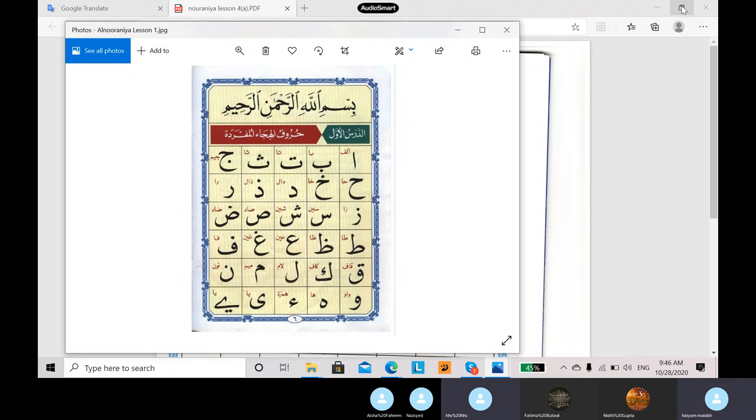As I explained before you joined the class, we will use the original copy for Qaidah Nuraniya, what you see on the screen. Can you please confirm? Do you see the letters and Bismillah ar-Rahman ar-Rahim? Do you see this screen? Yes, we do. Okay, great. Alhamdulillah. So this is the first lesson in the Qaidah Nuraniya.